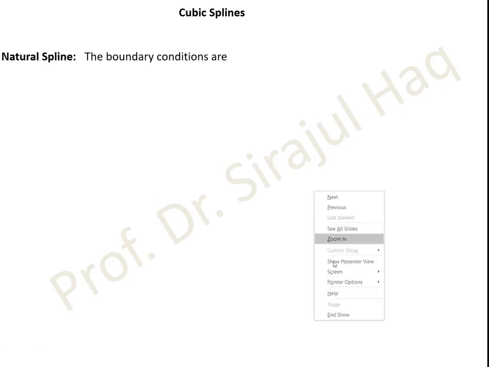There are 2 kinds of splines. One is the natural splines and the other is clamped splines. So let us discuss both of them. First, I consider the natural splines. So you know that in this case the boundary conditions are given to us, and the conditions are S0 prime at x0 is equal to f prime at x0, S0 double prime at x0 is equal to 0, and Sn minus 1 double prime at xn is equal to 0.